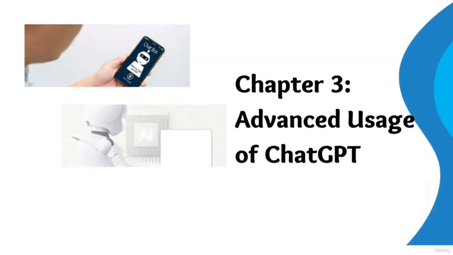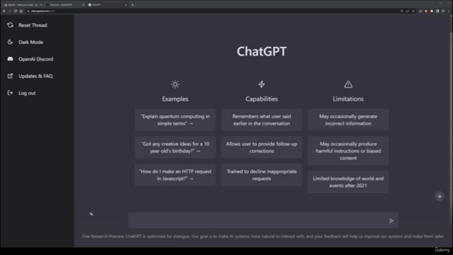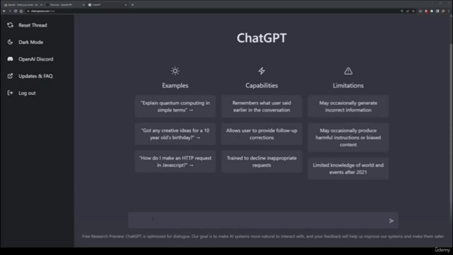Chapter 3, Lesson 1, Advanced Usage of ChatGPT. We can now actually start taking a look at using ChatGPT. The first thing to take note of is that using it is very simple. All we have to do is enter a message or a query or a prompt of what we want ChatGPT to do for us, and then we get an output.